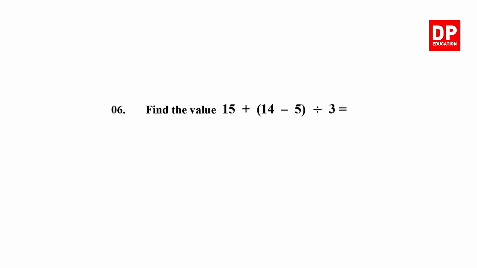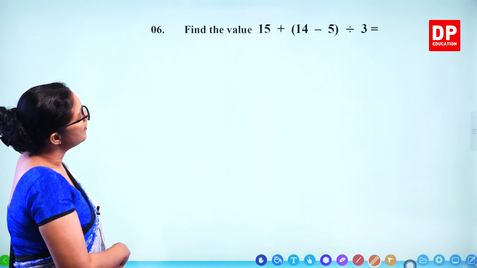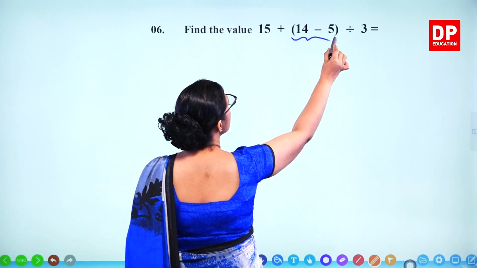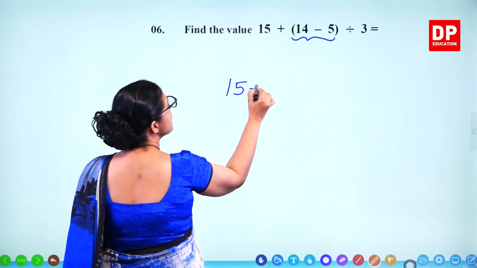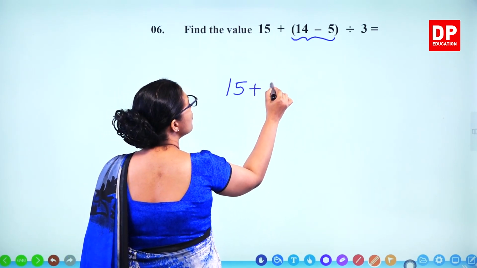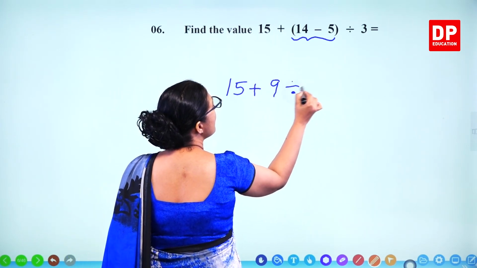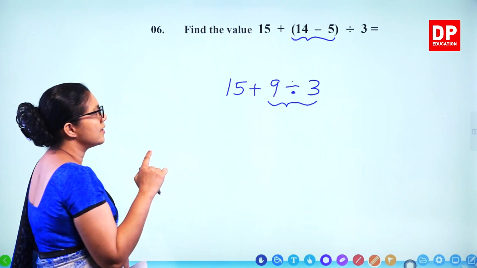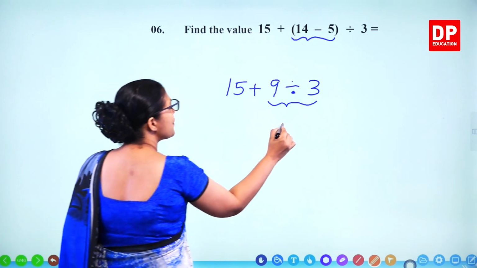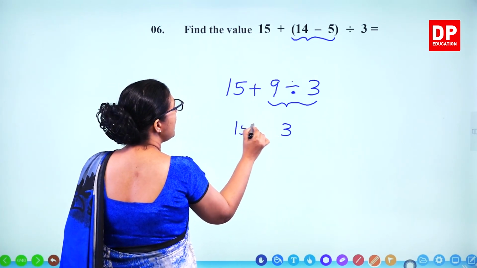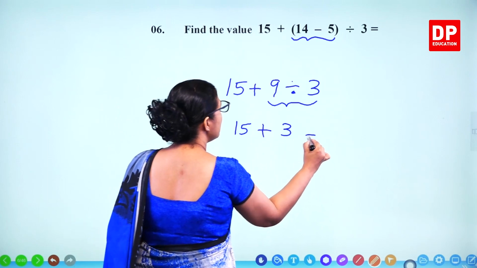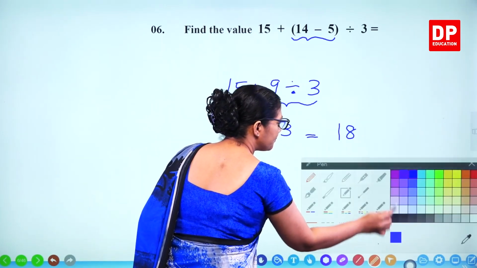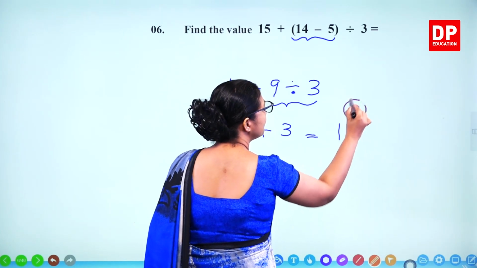Question number 6. Find the value of this one. Again, you have to refer to BODMAS. Brackets first. 15 plus 14 minus 5, you get 9. Divide by 3, so then you have to do the division. 9 divided by 3 is 3. Then you can add it. 15 plus 3, 18. So 18 is the answer. You get 2 marks for that.